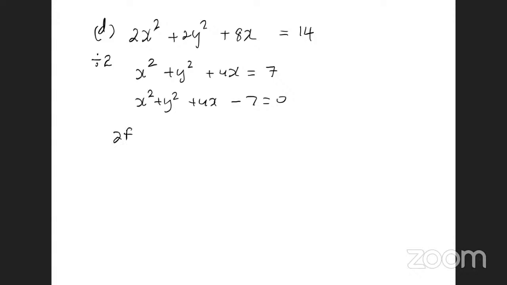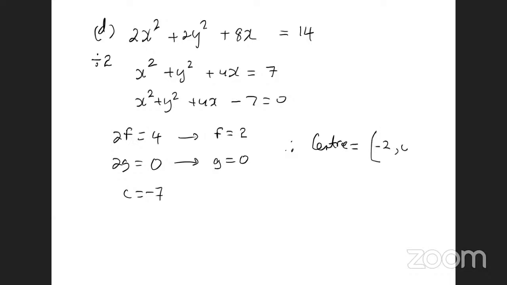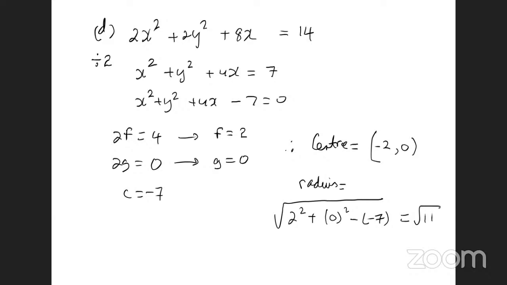Once you get that, 2f is whatever is in front of x. 2g is whatever is in front of y. There is no y, so that's 0. And c is minus 7. So from this, we could find f. f is 2. From this, we could find g. g is 0. So therefore, the center is minus 2, 0. And the radius is the square root of 2 squared plus 0 squared minus 7, and you'll get root 11.